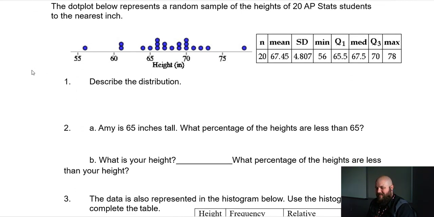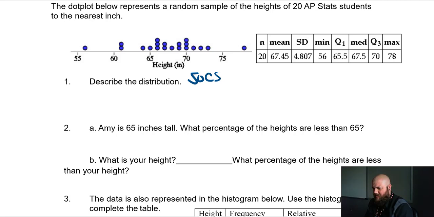Well, with that, I'm going to use SOCS. So to describe distribution, you want to use SOCS. Shape, outliers, center, and spread. Remember, your spread is variability, which is referring to your standard deviation. With this, let's look at the shape.